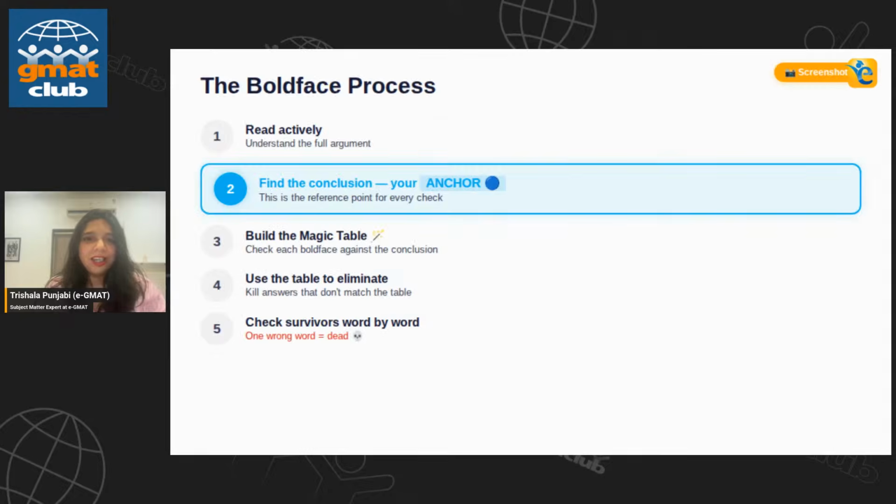Lovely. Great. So our boldface process remains, it's a 5-step process. First thing is read actively, understand the entire argument completely. Second is find the conclusion, which is your anchor.